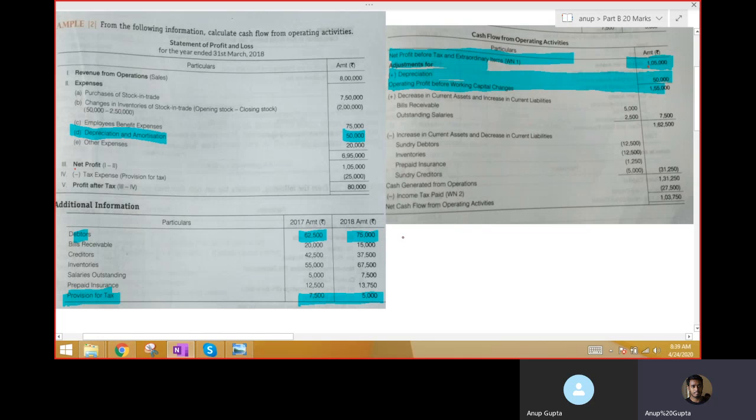Anyway, if you see in the additional information anything about fixed asset, directly make a fixed asset account. If you see in the additional info anything about provision for tax, make a provision for tax account. If you see anything about accumulated depreciation, make an accumulated depreciation account. For the time being, in this case, there is additional information. What is given? Provision for tax. So let us make a provision for tax account.